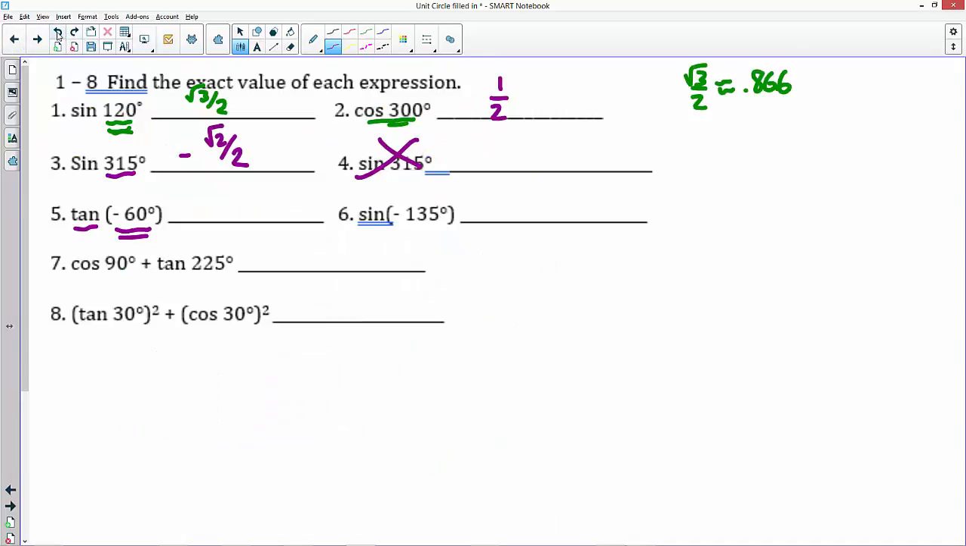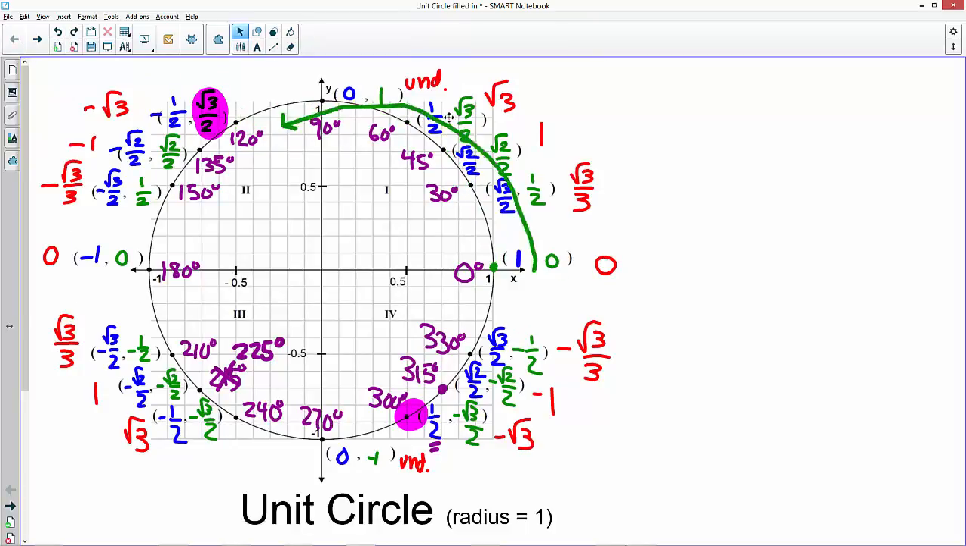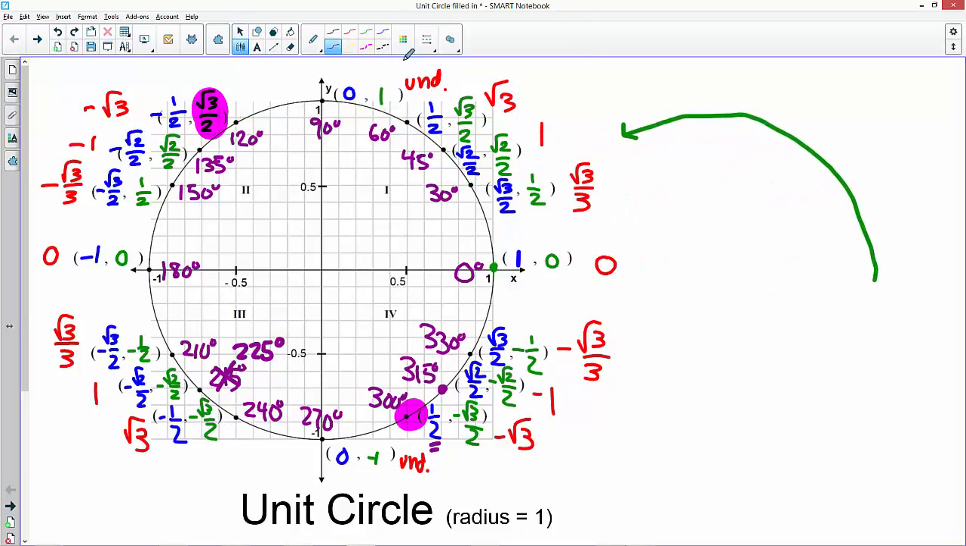So let me just undo our work here. Whoops, I do want to get rid of that, okay? So we're going to go clockwise, excuse me, counter to the direction we normally go. We normally go this way. That's how we measure angles. We are going to go this way, and it's -60, right?